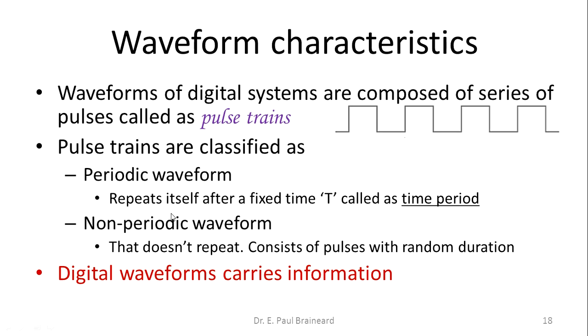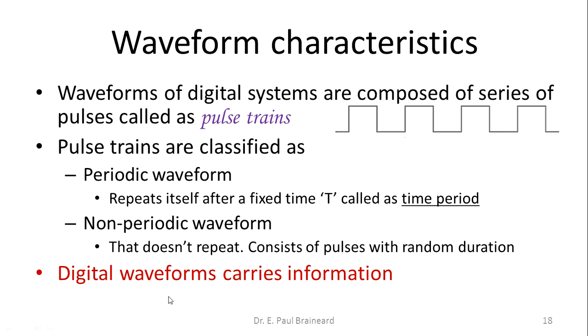This periodic waveform will repeat itself after a fixed time called time period. There is one more digital waveform that is non-periodic in nature. Such a waveform does not repeat itself. It consists of pulses with random duration. I will show all the figures.